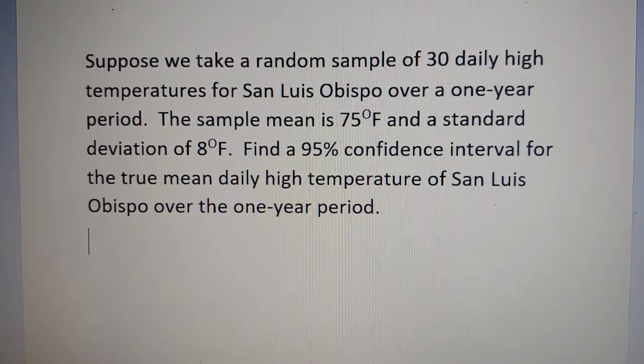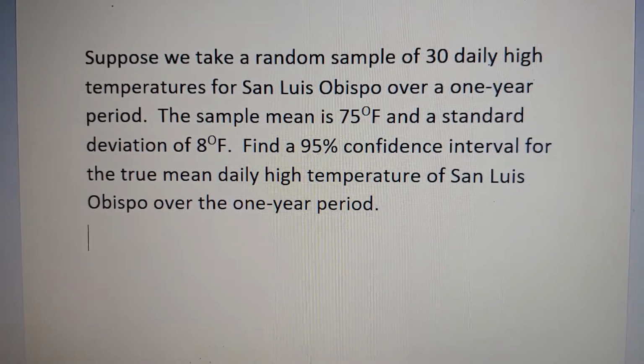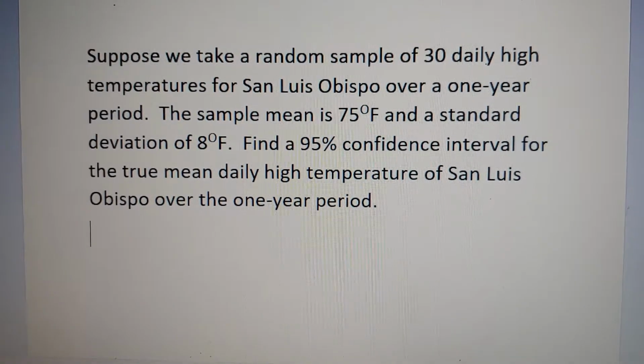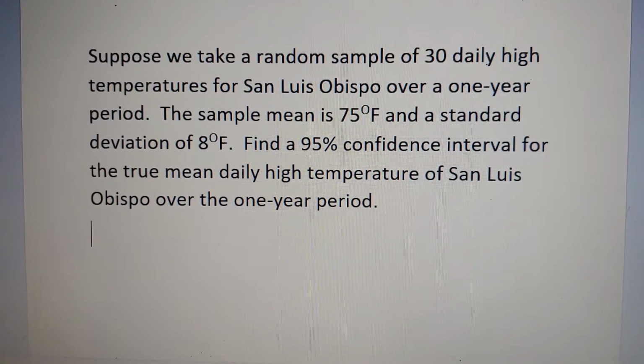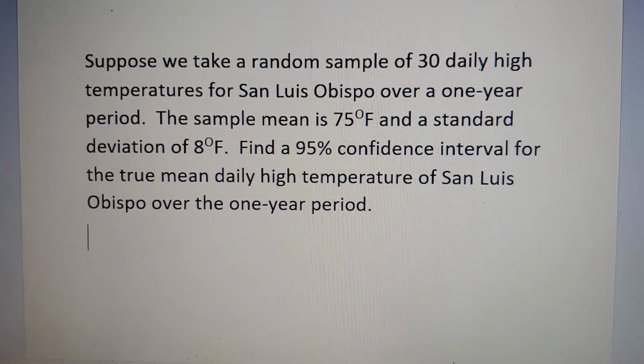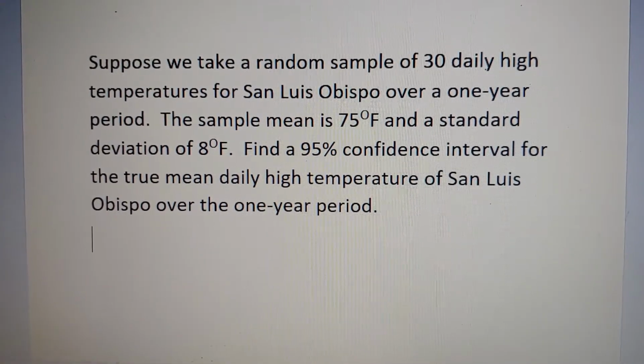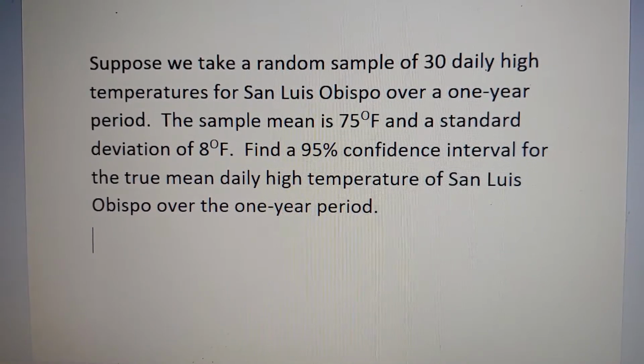Suppose we take a random sample of 30 daily high temperatures for San Luis Obispo over a 1-year period. So over a year, we choose 30 random days and find out the high temperature. The sample mean of those 30 days is 75 degrees Fahrenheit and a standard deviation of 8 degrees Fahrenheit.